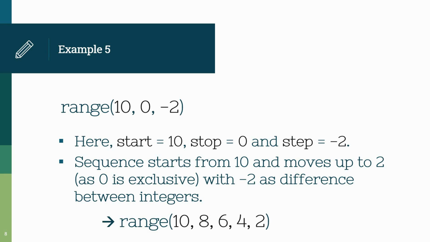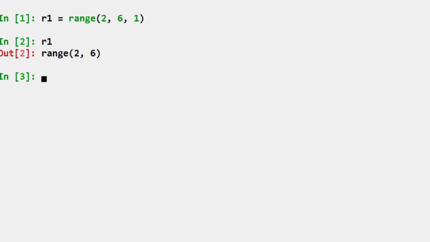Now we will see all these things practically. Now I am considering a range object R1 which is generated by the range function with arguments 2, 6 and 1. Suppose if I display range object R1, then I will get the range object with the arguments specified, but I won't get the sequence of numbers that it contains. To know the sequence of numbers contained by that range object, I am converting that range object into a list and then I am displaying that list. Then list of R1 gives us the sequence of numbers 2, 3, 4 and 5.